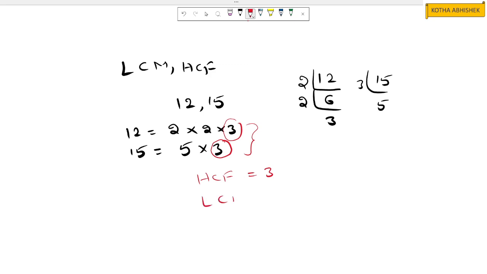And moving to the LCM, write the common number first, that is 3, into whatever extra numbers are there, write all those extra numbers. Here 2 is extra, write that 2. Into here 2 is extra, write that 2 also. Into here extra 5 is there, write that 5 also. So which equals 3 into 2, 6, 6 into 2, 12, 12 into 5, 60. So the HCF of 12 and 15 is 3, whereas the LCM of 12 and 15 is 60.